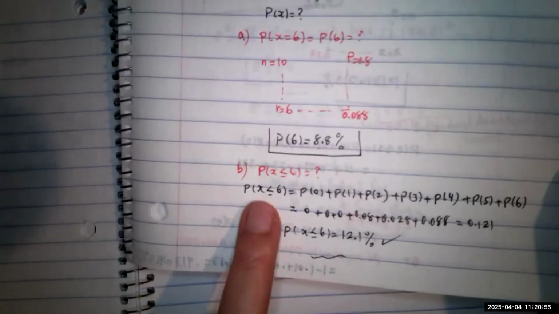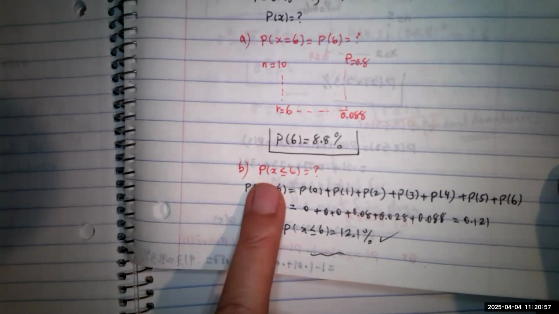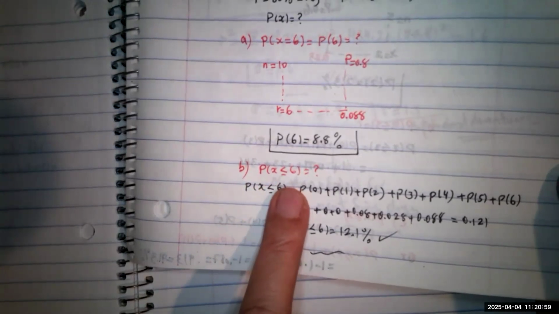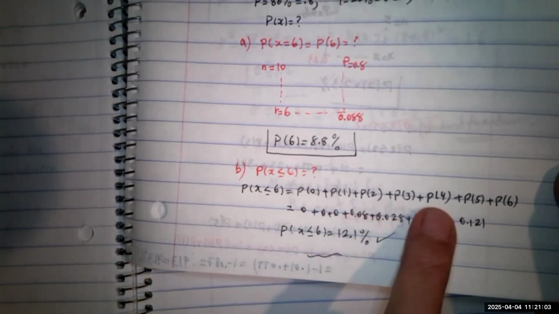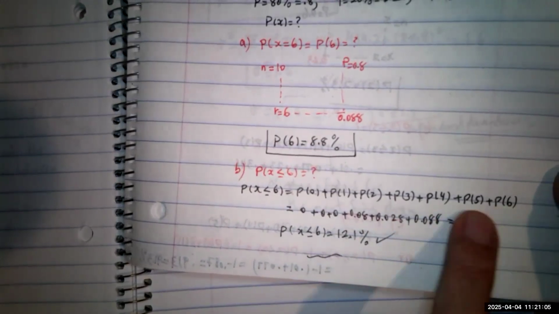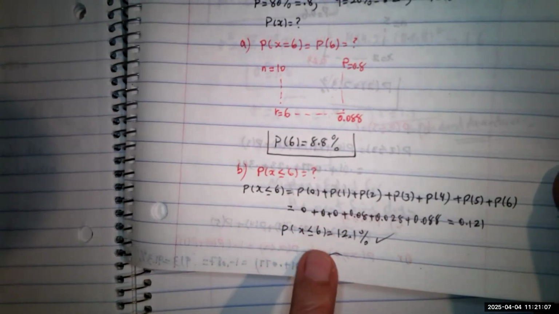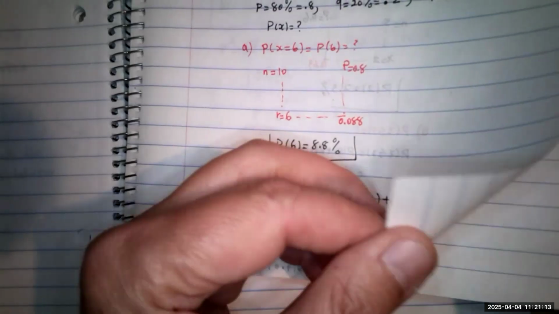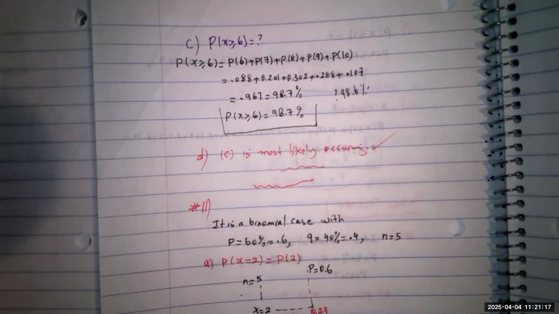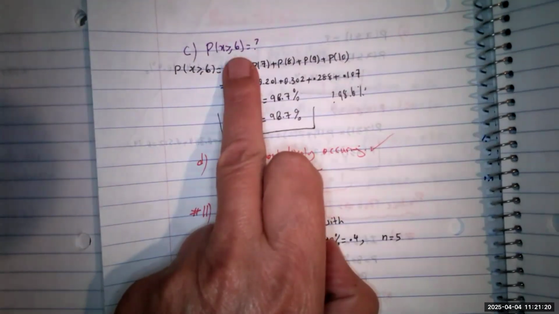But if you want to get this manually, probability that X is less than or equal to 6, then you have to add probability of 0, 1, 2, 3, 4, 5, 6, if you want to use the actual formula. So it takes time, but it gives the same answer, 12.1%. And if you want to do it manually or with a calculator for the other part, you see probability of X to be greater than or equal to 6.